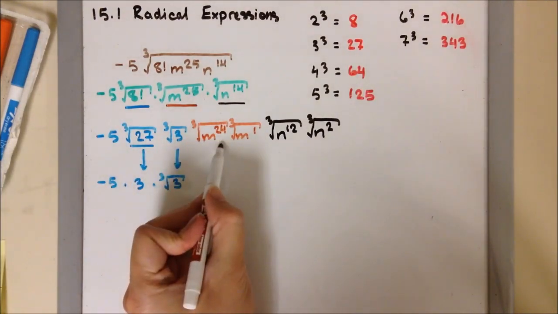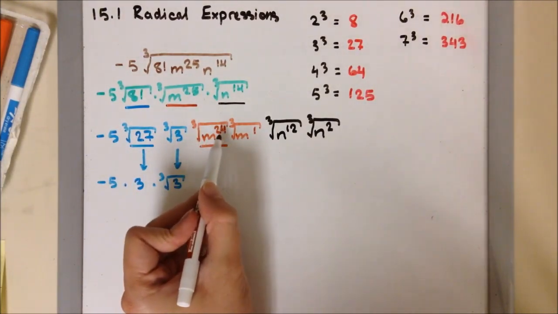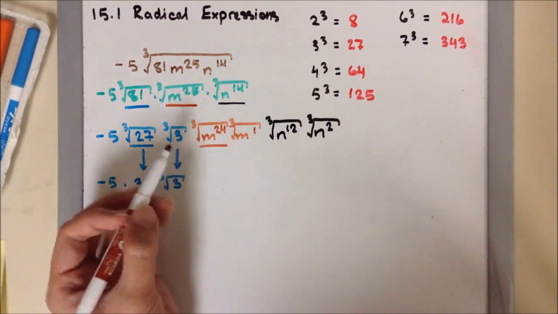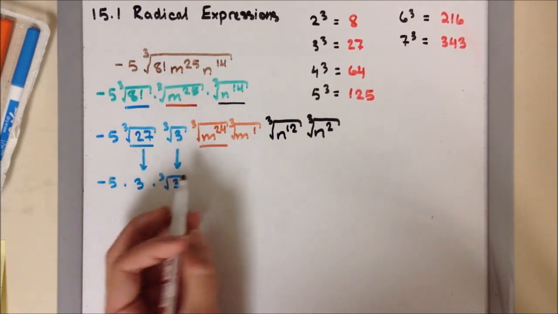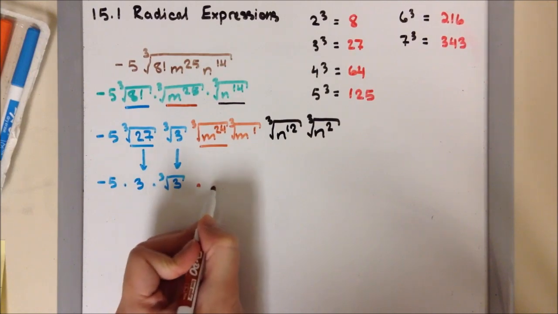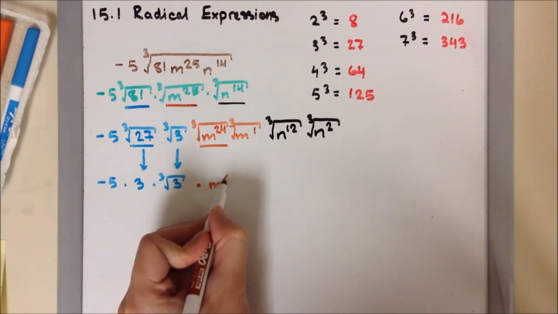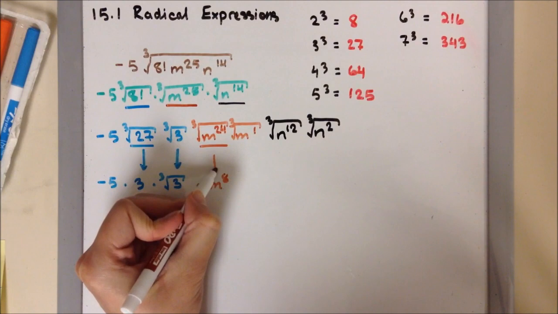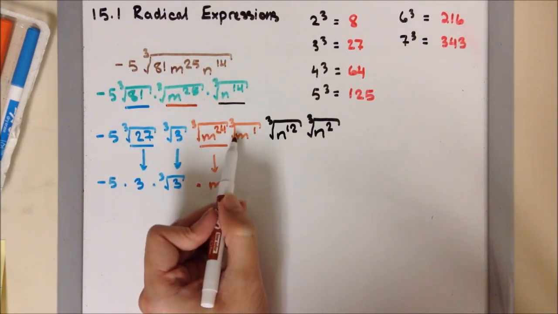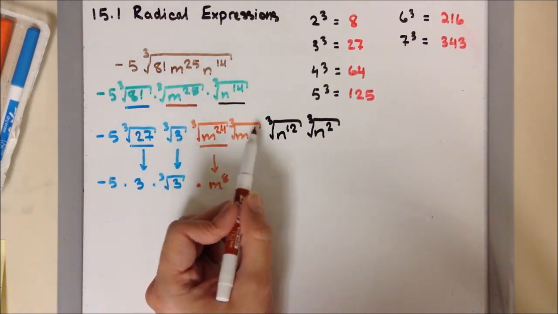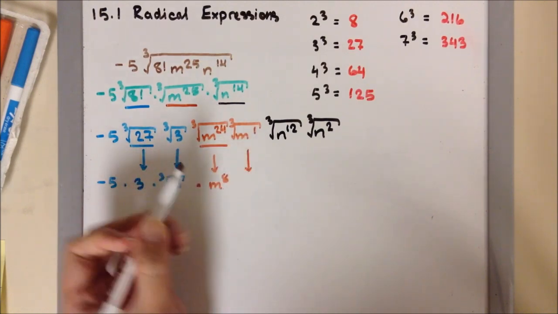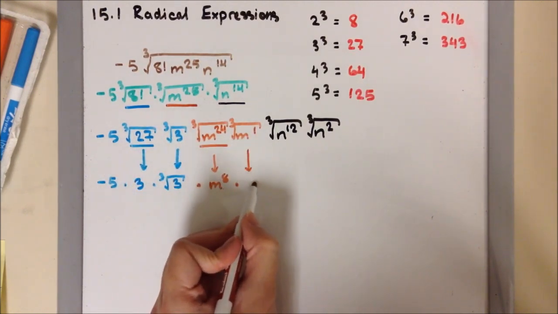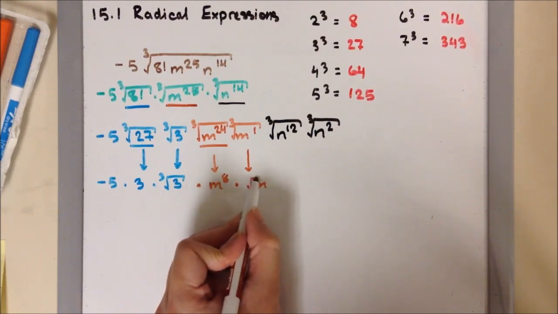Next, let's look at the m's. So the first one, the cube root of m to the 24th power, we can do the cube root because 3 can go into 24 8 times. So that means it's going to be m to the 8th power. The second one, 3 cannot go into the 1 power, so we're just going to bring down exactly what we have, which is the cube root of m.